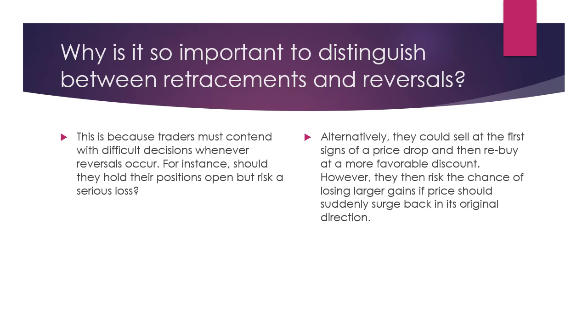Now, why is it so important to distinguish between retracements and reversals? Well, this is because traders must contend with difficult decisions whenever a reversal occurs. For instance, should they hold the position open but risk a serious loss? Alternatively, should they sell at the first sign of a price drop and then rebuy at a more favorable discount? However, they run the risk of losing larger gains if the price suddenly surges back. They also have the cost of a spread, so you have to pay to sell and pay to buy.